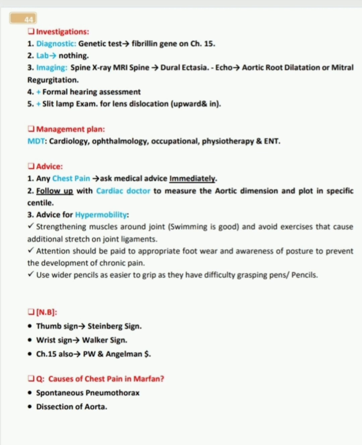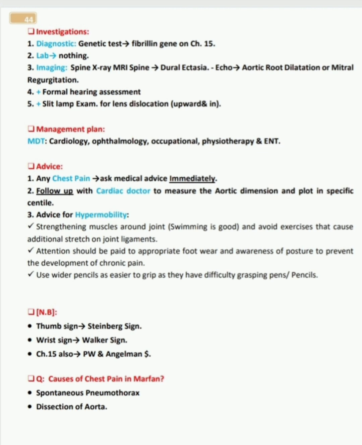We know that in Marfan syndrome dislocation of lens is upward and inward. I'm again repeating the Marfan syndrome investigation: diagnostic is genetic test, fibrillin gene, chromosome number 15, lab is nothing. Number 3 imaging, we do the spinal X-ray, MRI spine, we find the dural ectasia. Echo, we find aortic root dilatation or mitral regurgitations. Number 4 positive formal hearing assessment. Number 5 positive slit lamp examination for lens dislocation, that is upward and inward.